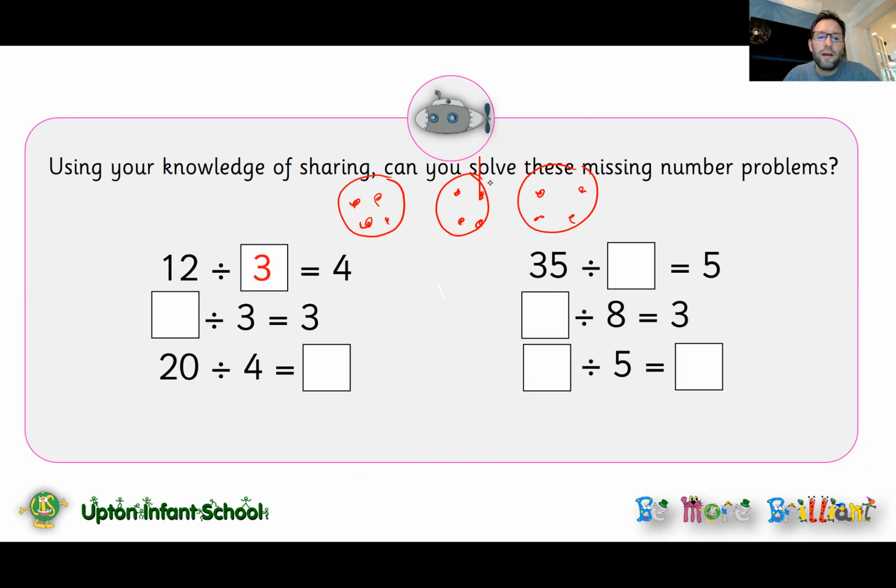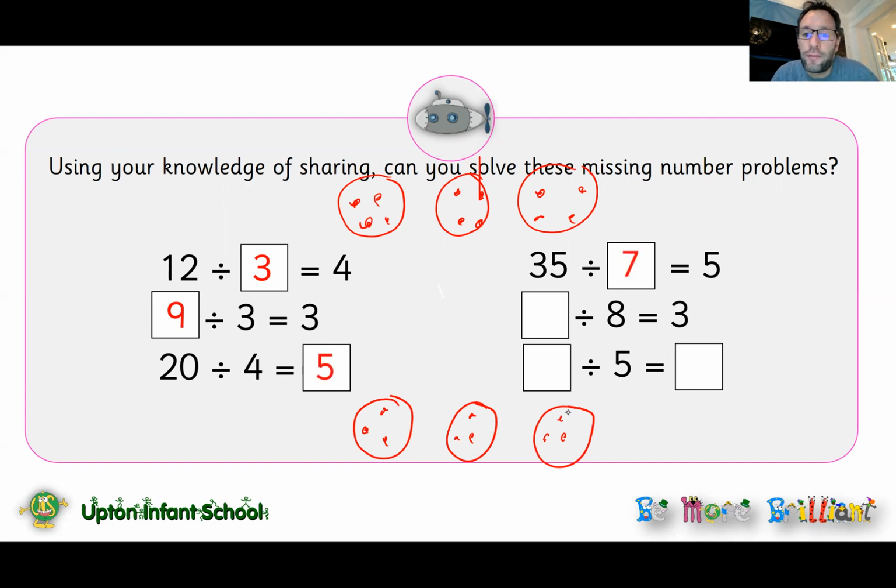On to the next one. What divided by 3 equals 3? I'll draw this one out again. So I know we're putting them into 3 groups, 1, 2, 3, and there will be 3 in each group, 1, 2, 3, 4, 5, 6, 7, 8, 9. So the answer to that one is 9 divided by 3 equals 3. And hopefully you'll be able to work all of the others out in the same way. 20 divided by 4 is 5. 35 divided by 7 is 5. 24 divided by 8 is 3. And 10 divided by 5 is 2. Well done if you worked those ones out.